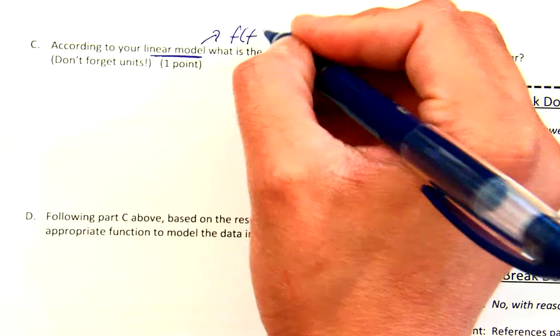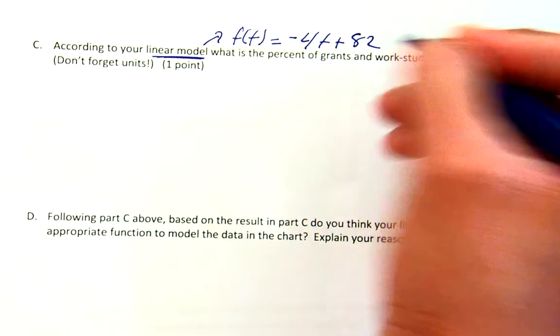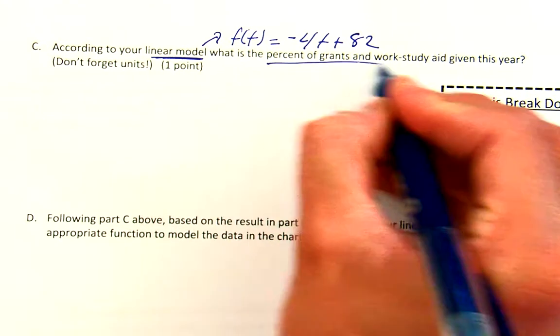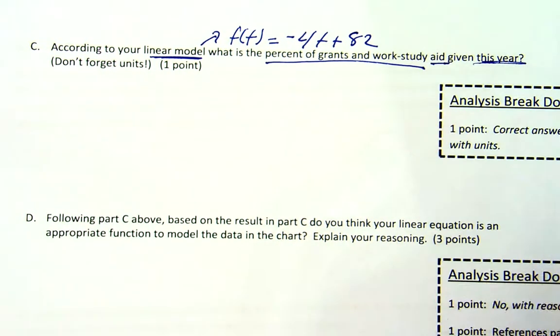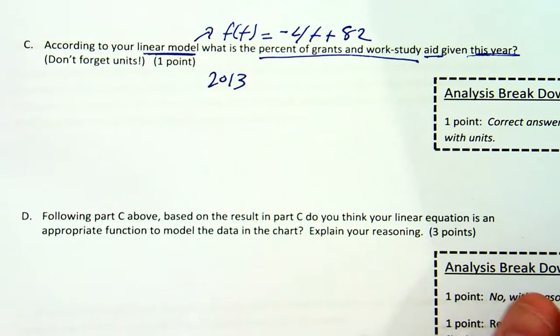It's f of t equals what? Negative 4t plus what? 82, right? This is the other problem we're working on. According to this model, what is the percent of what? This year. What year are we? 2013.